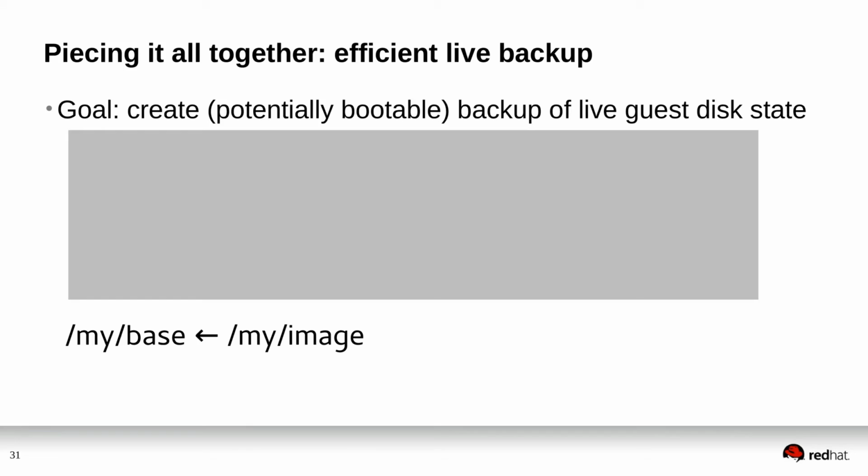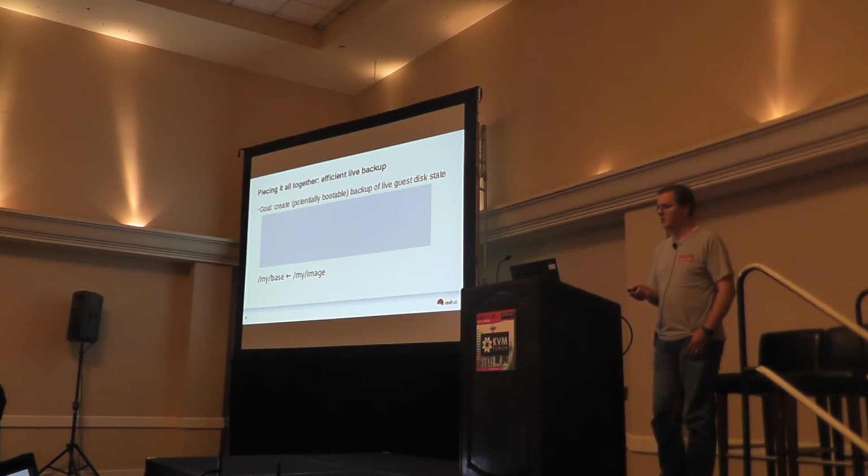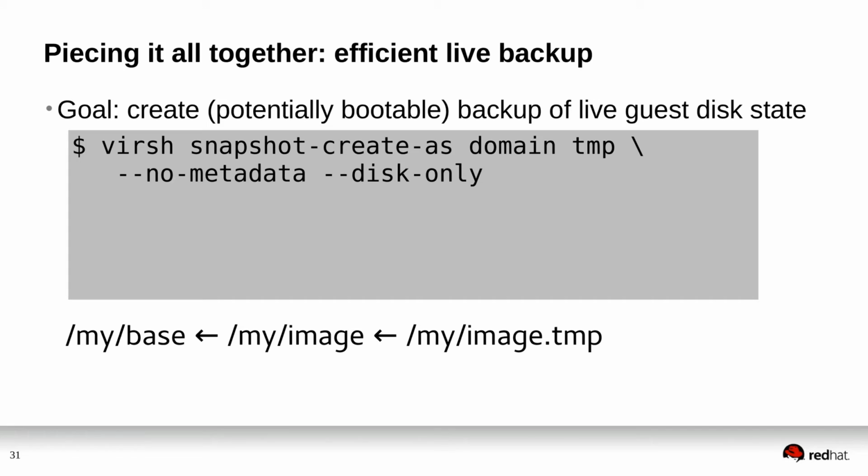So in the last 5 minutes, let's see what we can do by putting these together. I want to create a potentially bootable backup of the live state of my disk in the guest without any guest downtime. So right now my guest is running with a backing chain, has a base and an image. First thing I'm going to do is use snapshot create to create a wrapper.